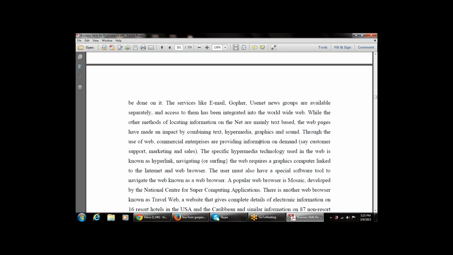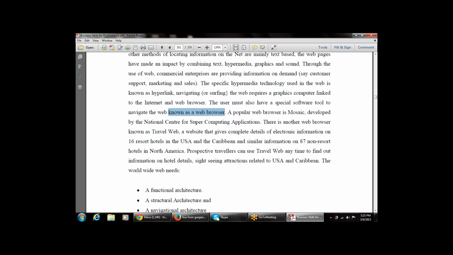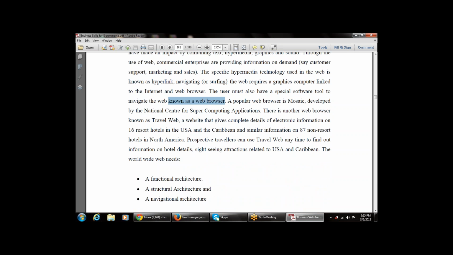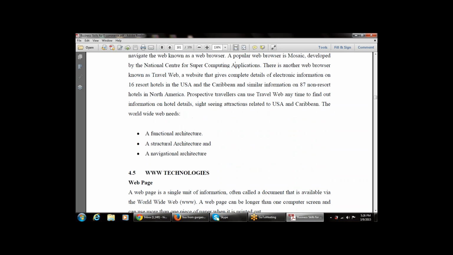The specific hypermedia technology used in the web is known as the hyperlink, which is used for navigating the web and requires graphics in the navigating process. The users must also have special software to navigate, known as a web browser. So a web browser is used for navigating from one place to another, to navigate web information. A popular web browser used for navigation is Mosaic, developed by the National Center for Supercomputing Applications.